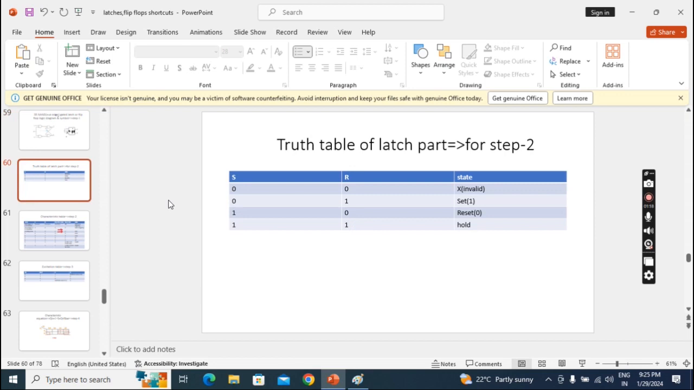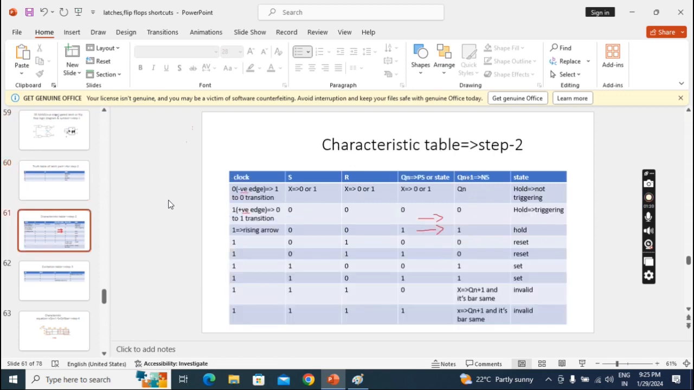Okay, this is the latch part truth table. This is the characteristic table. Here, only one difference. This 0 means negative edge. It means it is changing with a 1 to 0 transition. And here 1 means positive edge, so it is changing with a 0 to 1 transition.